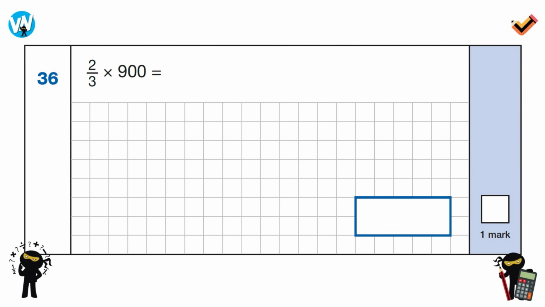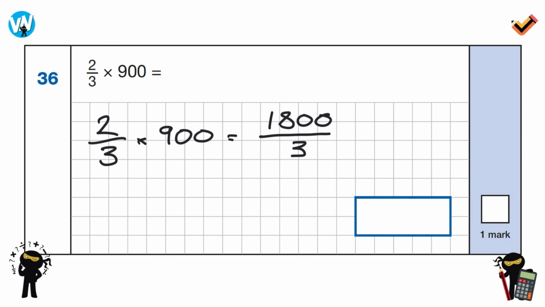So again, some of the simpler processes. I always like to rewrite the question just as a matter of habit. So we've got 2 over 3 times 900. So that's going to give us 1,800 over 3. And if you were struggling with that part, you know that we're multiplying the numerator. What's 2 times 900?